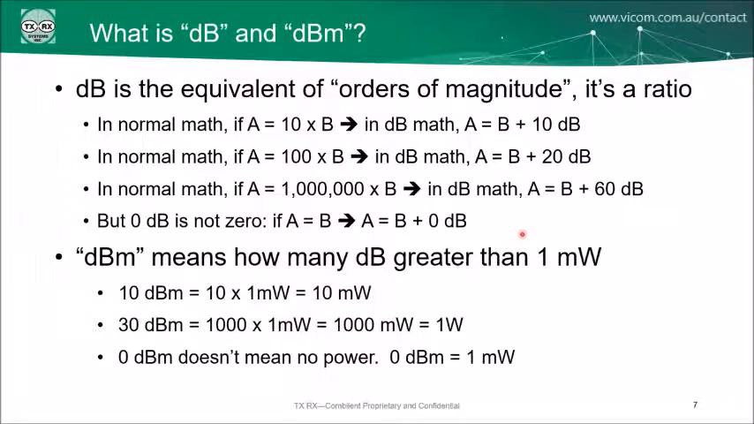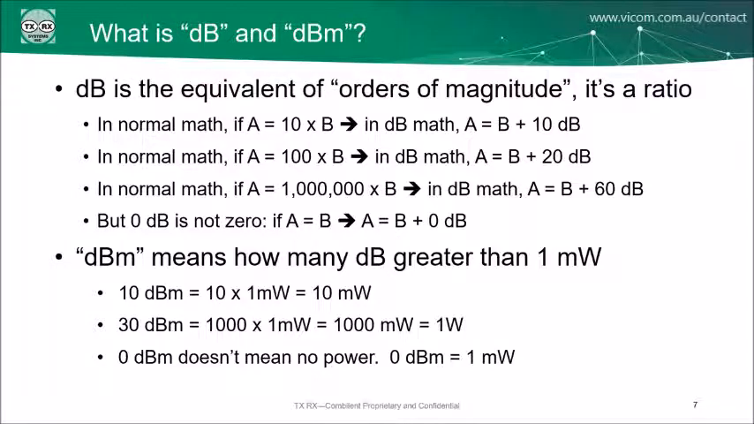dBm is how many dB greater than 1 milliwatt. So 10 dBm is 10 times 1 milliwatt, or 10 milliwatts. 30 dBm is 1,000 times 1 milliwatt, which gets you to 1 watt. 0 dBm, again, doesn't mean 0 power. It means you've got 1 milliwatt, because you're not greater than 1 milliwatt, you're at 1 milliwatt.